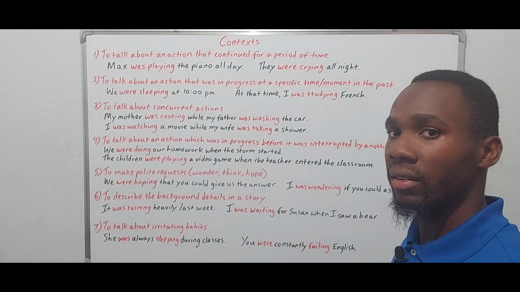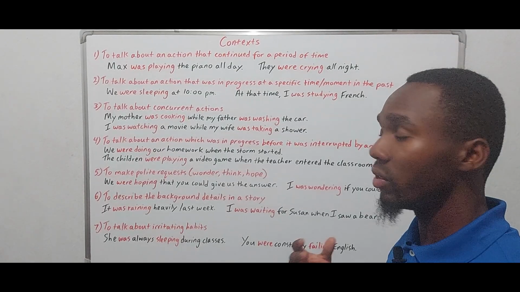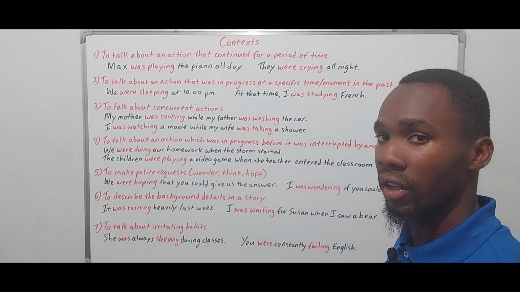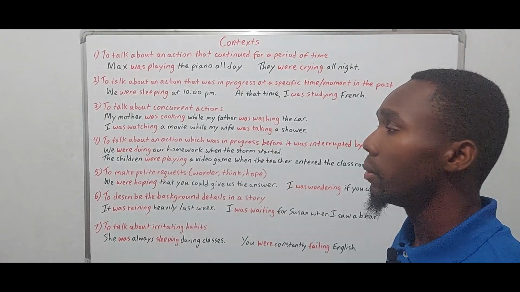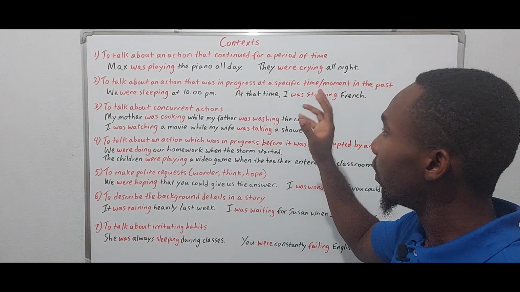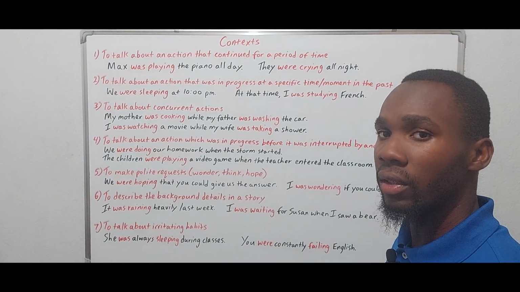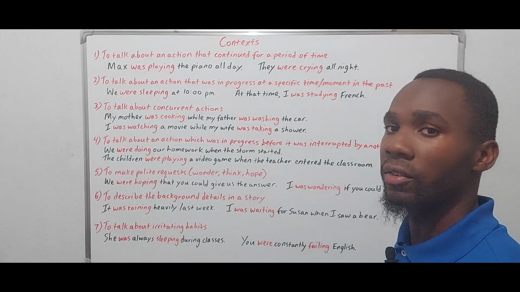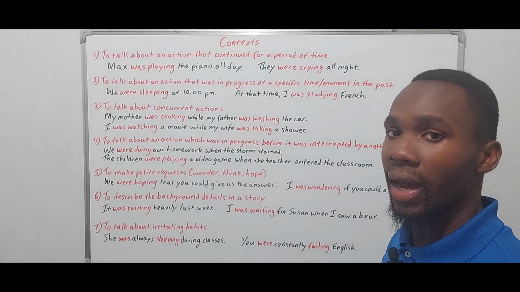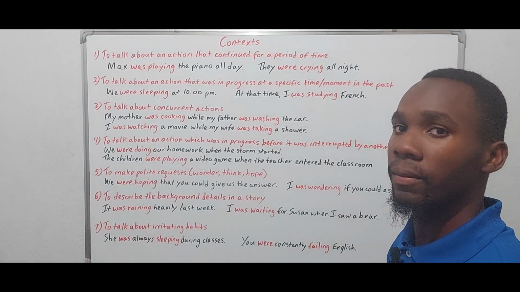All day tells us that this action continued, or this action was continuous. Therefore, we utilize the past continuous. They were crying all night. All night tells us that this action carried on for a period of time. What is that period of time? All night, right? And what was the action? Crying. So they were crying all night.